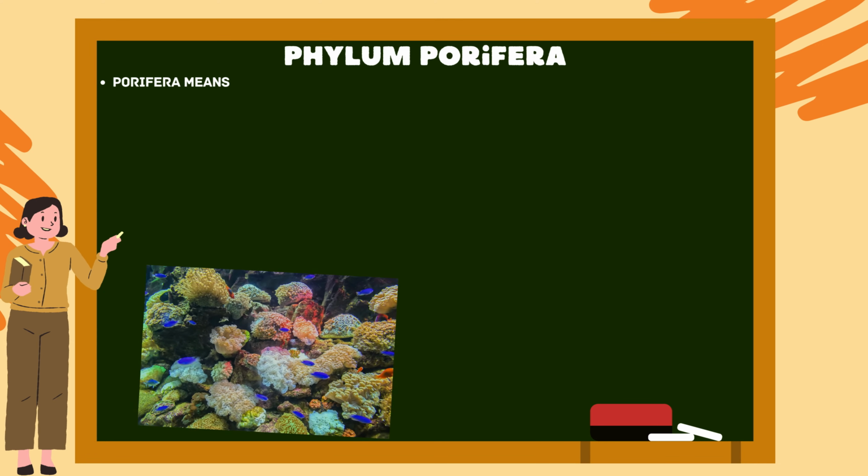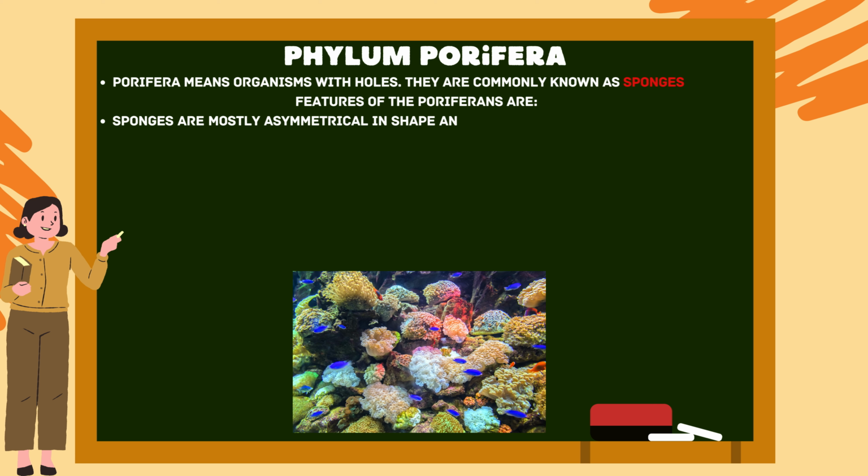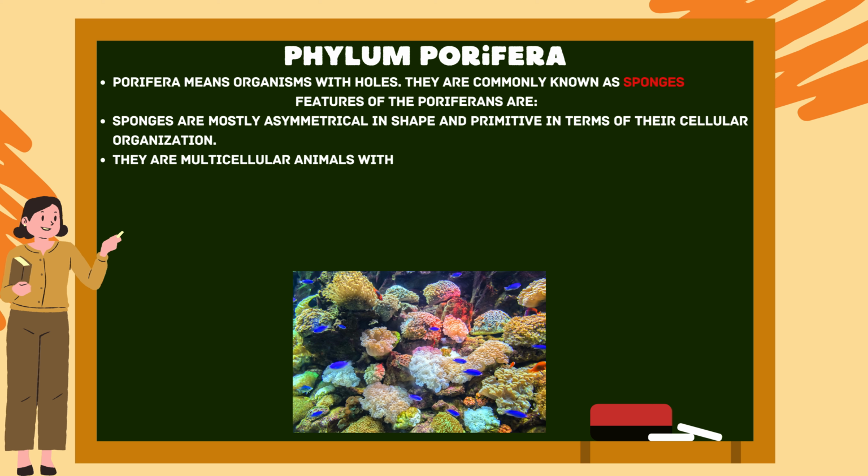Phylum Porifera. Porifera means organisms with holes. They are commonly known as sponges. Features of Porifera are: sponges are mostly asymmetrical in shape and primitive in terms of their cellular organization. They are multicellular organisms with a cellular level of organization.